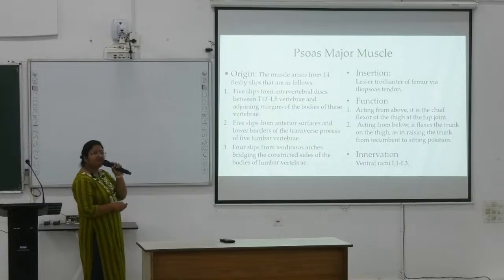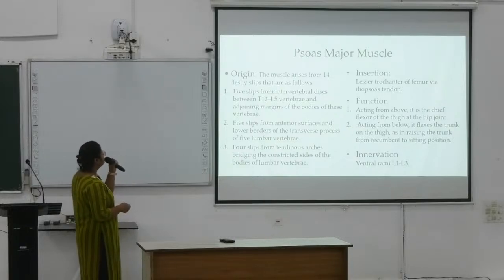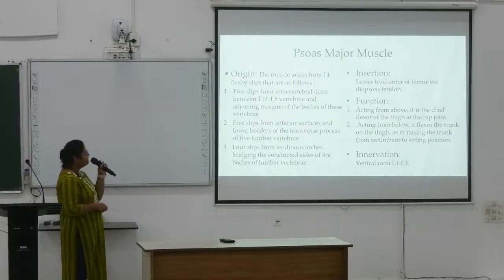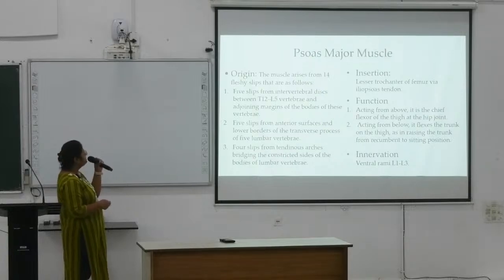So first, the psoas major muscle. Origin: the muscle arises from 14 fleshy slips. 5 slips from the intervertebral discs between the T12 to L5 vertebra and adjoining margins of the bodies of these vertebra. 5 slips from the anterior surfaces and lower borders of the transverse processes of 5 lumbar vertebra, and 4 slips from the tendinous arches that bridge the constricted sides of the bodies of lumbar vertebra. So total 14 slips of origin are present for psoas major.